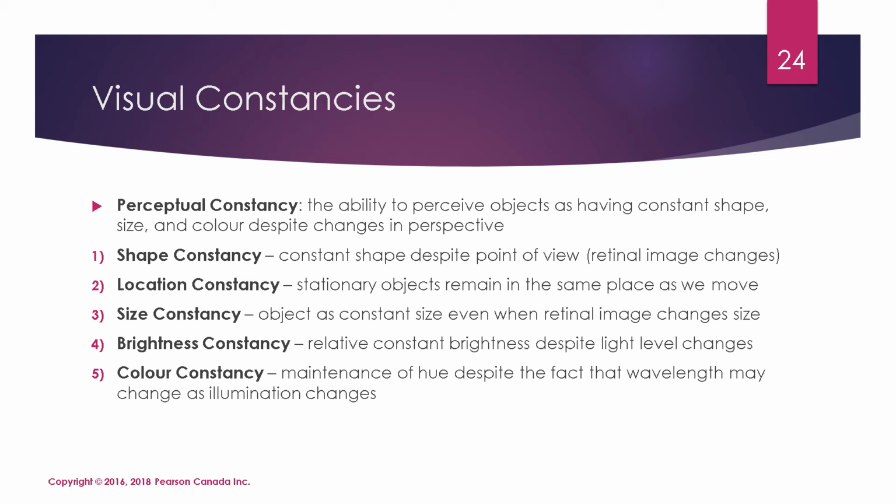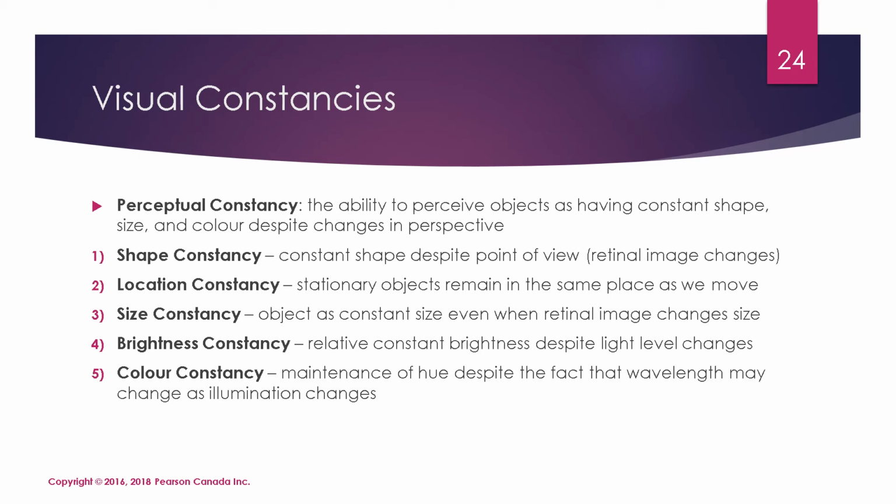Another example of visual constancy is location constancy. Stationary objects remain in the same place as we move. So when we're flying down the highway and there are trees or fields or whatever on the side of the road, when we zoom past them, it looks like all that stuff is moving backwards, right? But we know that the trees and the roads and the farms are not actually moving. Even though we perceive them as in motion because we're in motion, we know that the location of those objects still remains the same. So that would be an example of location constancy.